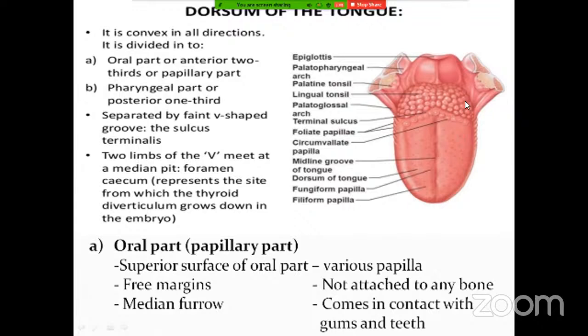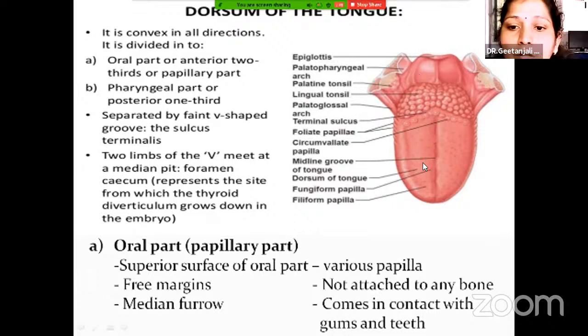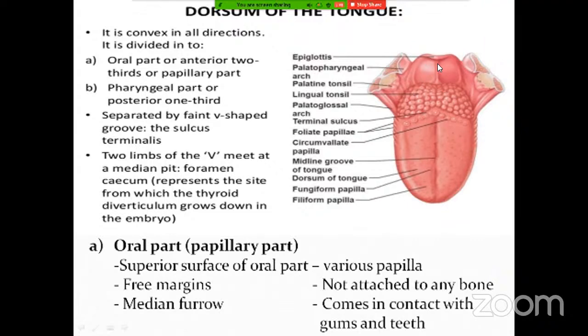This is the pharyngeal part or posterior one-third of the tongue, and this is the posterior-most part. So one is the oral part, papillary part or anterior two-third. This is the posterior one-third or pharyngeal part, and this is the posterior-most part.